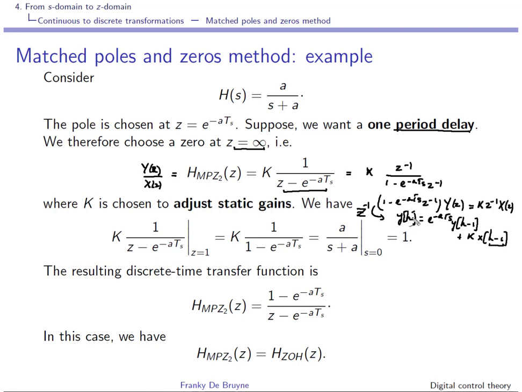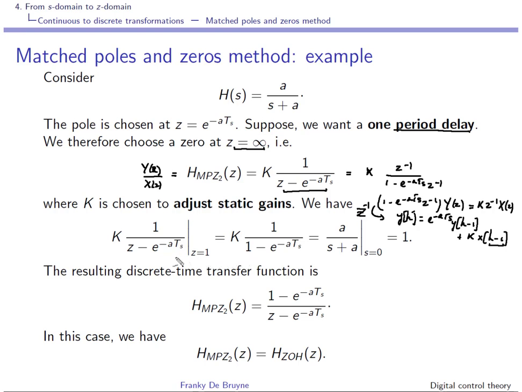Y depends not on x[k] but on the previous x[k], right? So making sure that you have at least one zero at infinity if you have a pole-zero match ensures that you have a one period delay. But apart from that, the method is exactly the same.